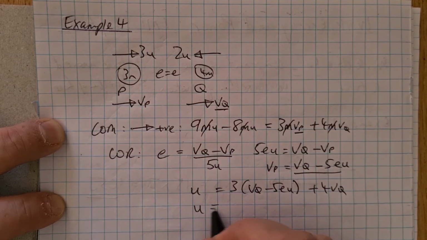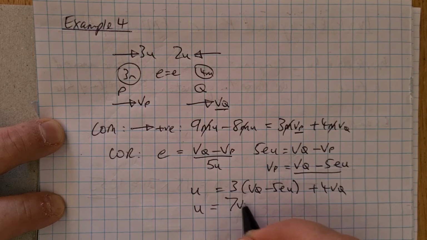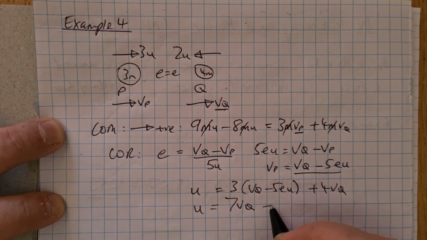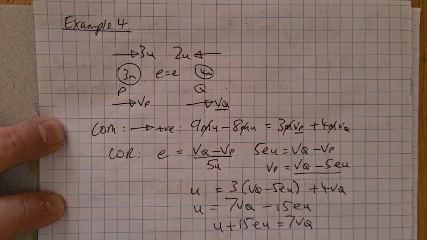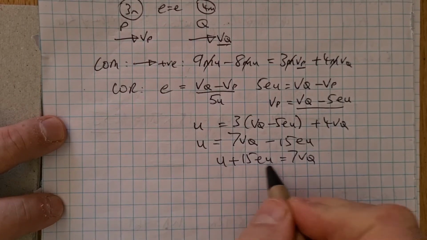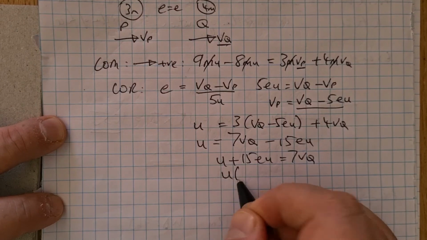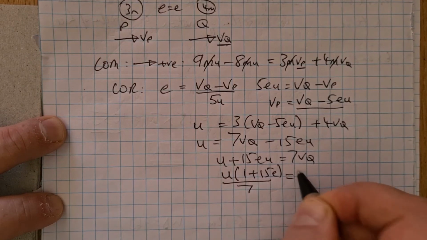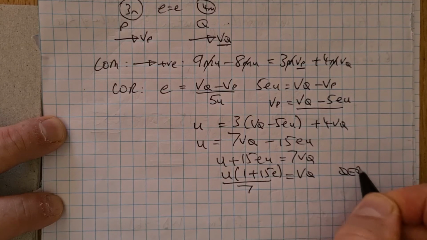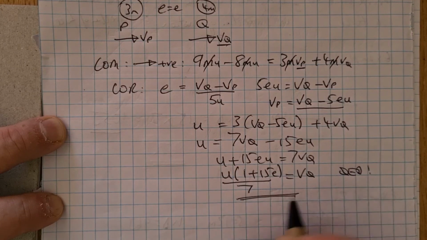So we've got that U equals 7VQ minus 15EU. So therefore we've got U plus 15EU equals 7VQ. And we can then factorise U as it's in both terms there. So U(1 plus 15E) all divided by 7 equals VQ, which was the answer we were asked to show.